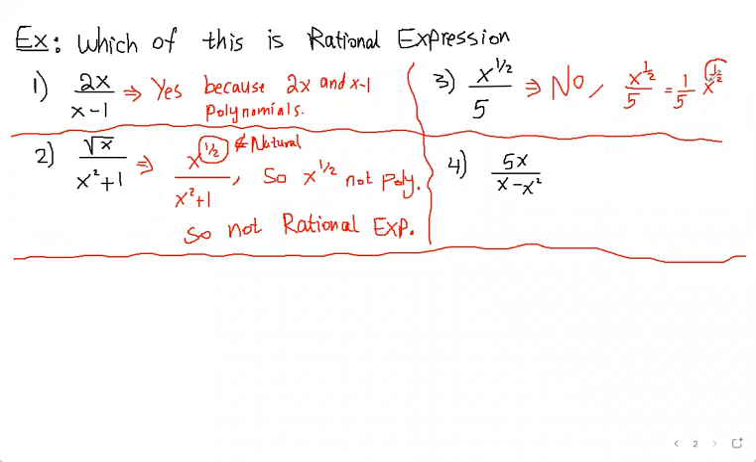This one is not a natural number. One over two does not belong to the natural numbers.